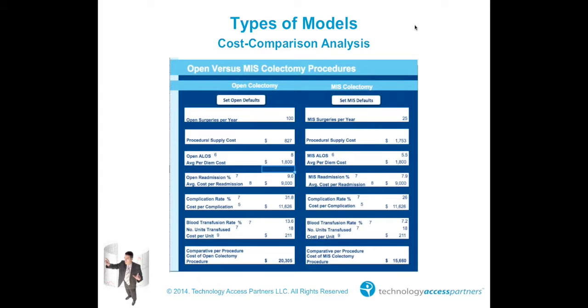So this is an example of a cost comparison analysis. As I mentioned, you have a procedure that's primarily being performed open, and we call it open colectomy, versus taking a minimally invasive approach, an MIS approach to colectomy. So this is a very common approach to modeling the cost comparison or cost avoidance when you're looking at a procedure or technology that facilitates the movement of a gold standard approach, an open procedure, to a minimally invasive approach.